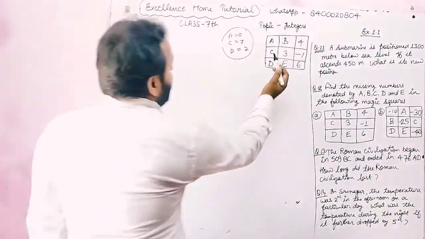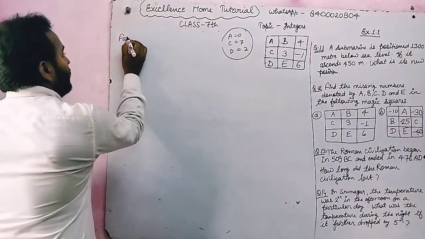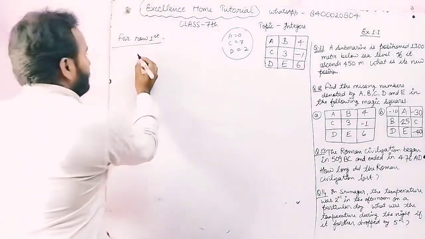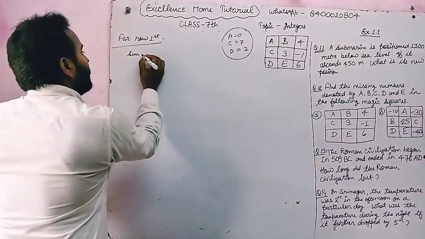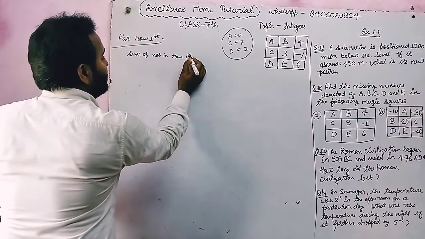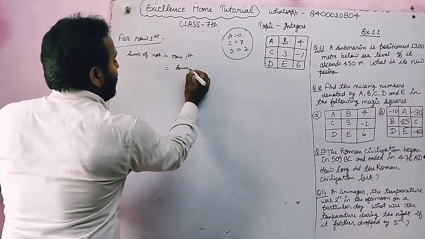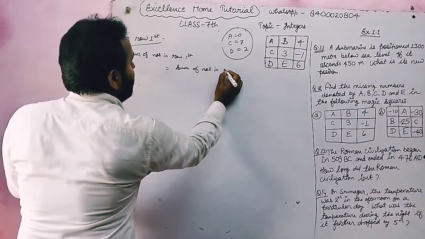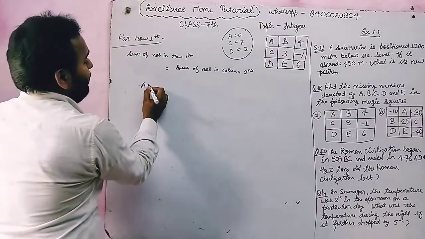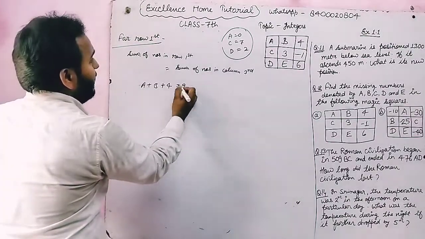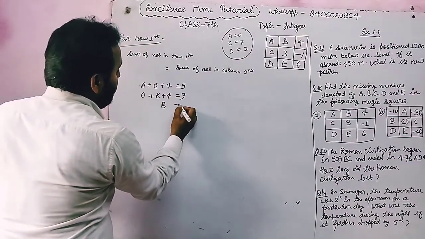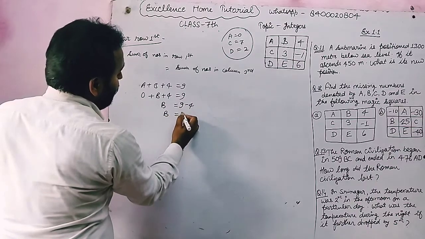So we have to find out B. For row first, the sum of numbers in row first is equal to the sum of numbers in column third, and this is A plus B plus 4 is equal to 9. A is 0, so B plus 4 equals 9. B equals 9 minus 4, that is B equals 5.